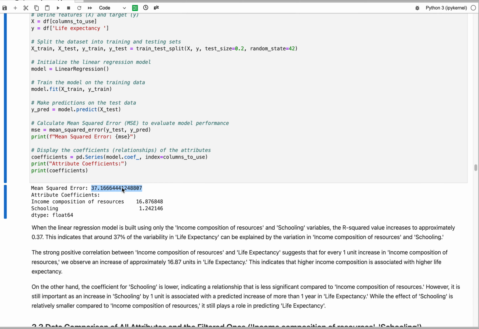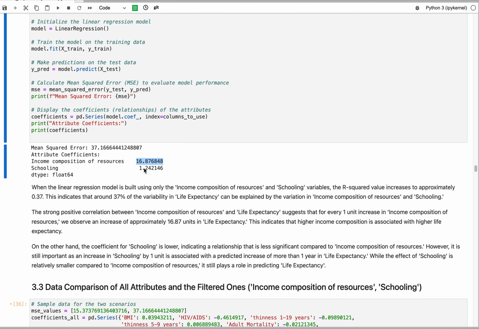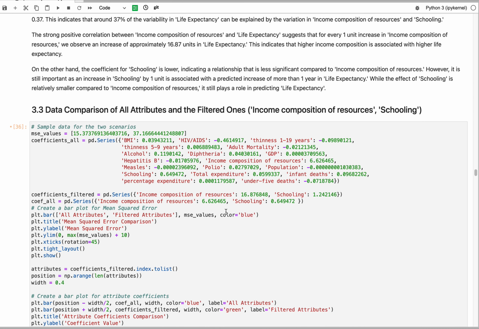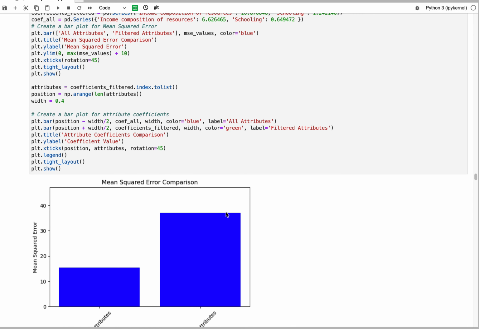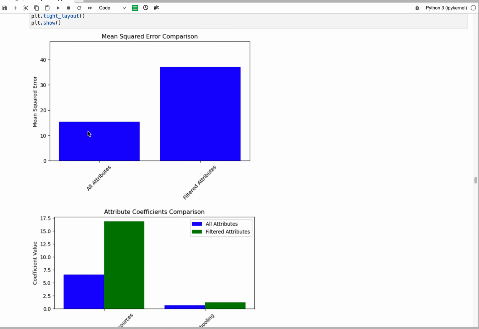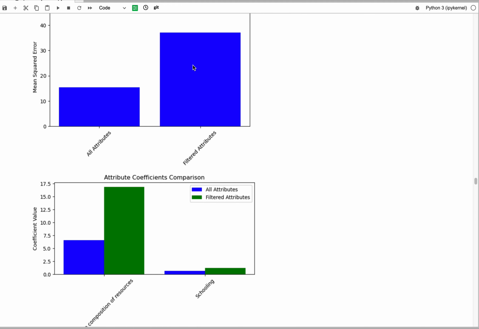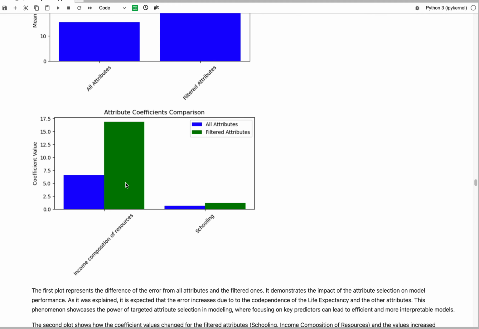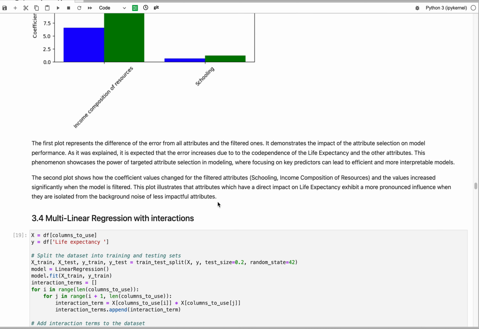You can see the mean error is higher now that the data is filtered, but that is expected, as I'm aware that the data is correlated to other attributes as well. So that means the squared error should be larger if the data has other correlations. Here's income, a very high number compared to schooling. Data comparison of the filtered attributes and the attributes. Here's the error. Filter has a higher error, and also a higher number for income composition of resources. Schooling is just a little bit above.